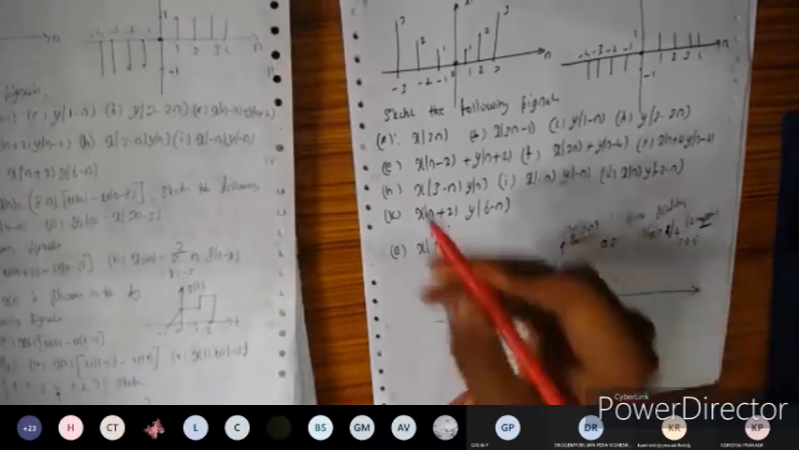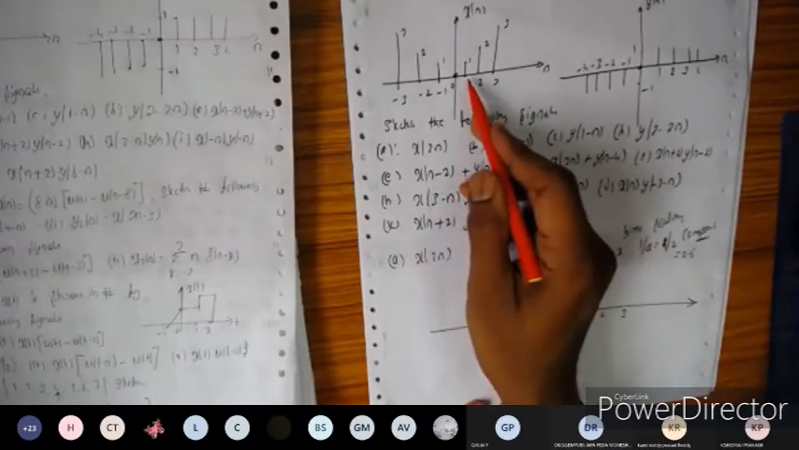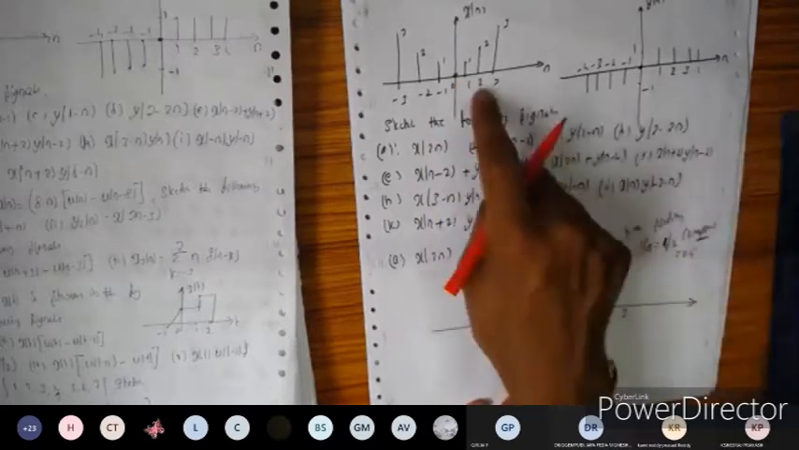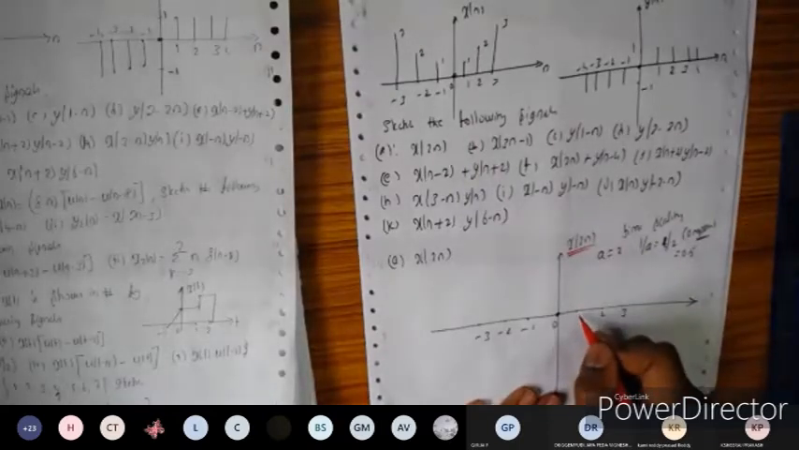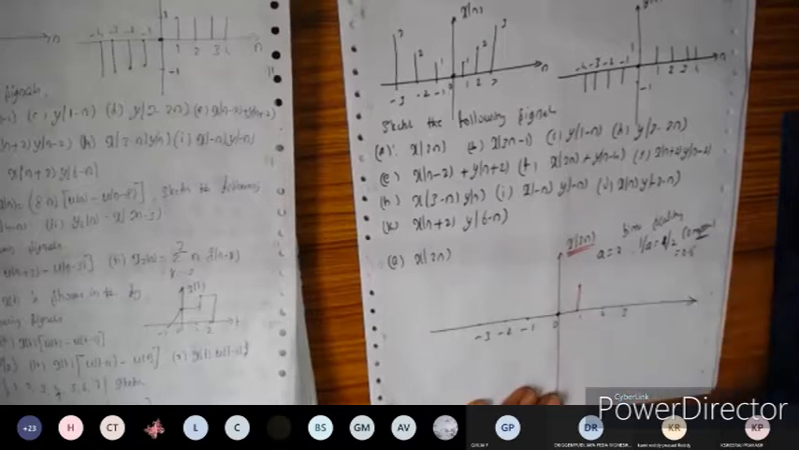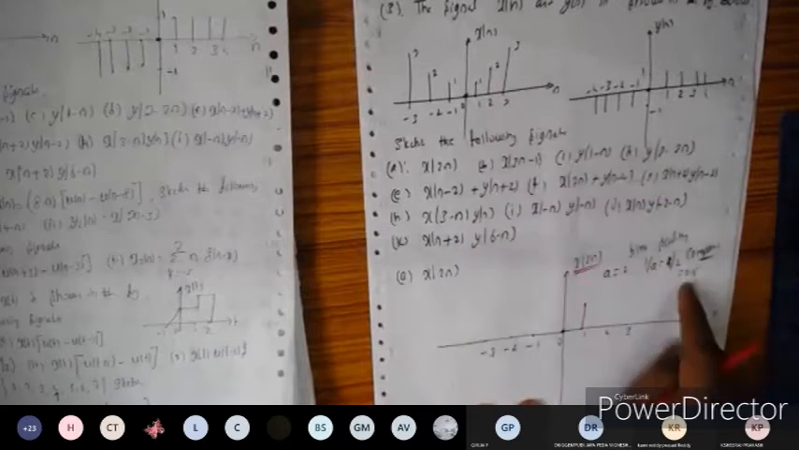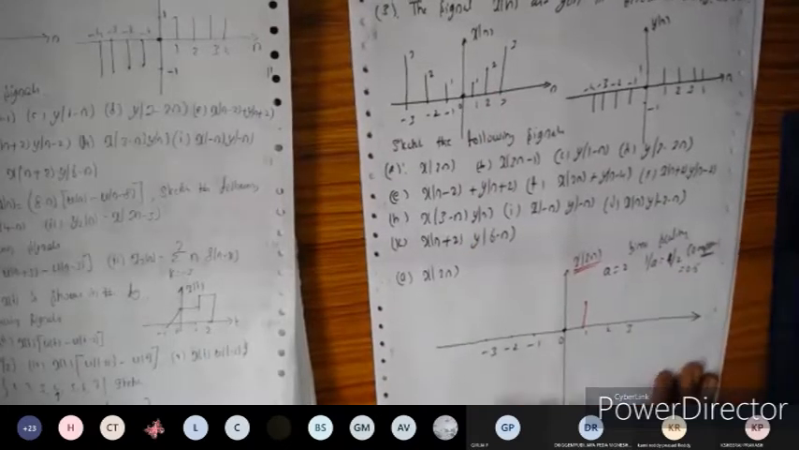Next, at n equal to 1, 1 into 0.5, so this sample can be discarded. No need to consider this one. Next, at n equal to 2, 2 multiplied by 0.5 becomes 1, so the time index will become 1 and the corresponding amplitude will be 2. Next, at n equal to 3, 3 multiplied by 0.5 becomes 1.5, so there is no need to consider this sample.